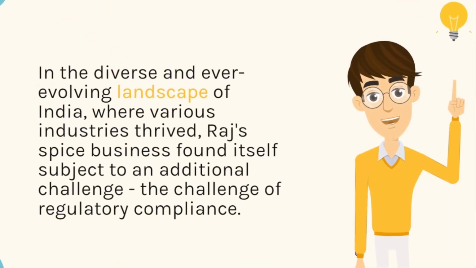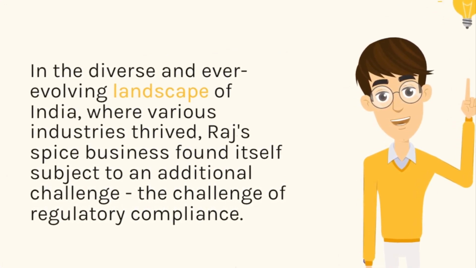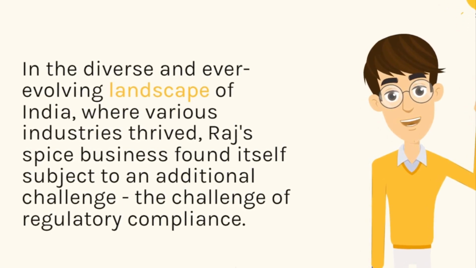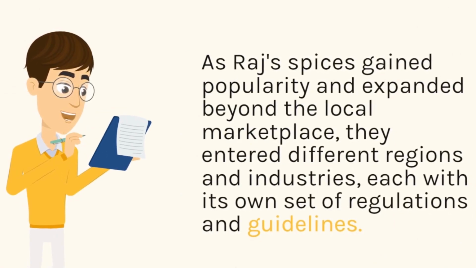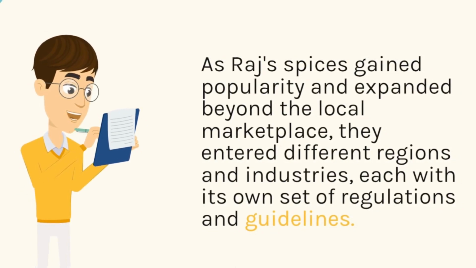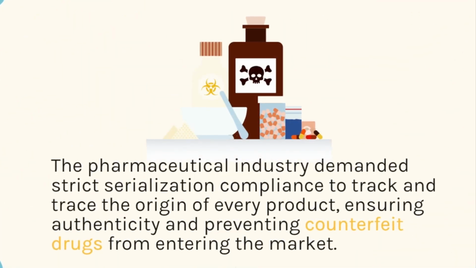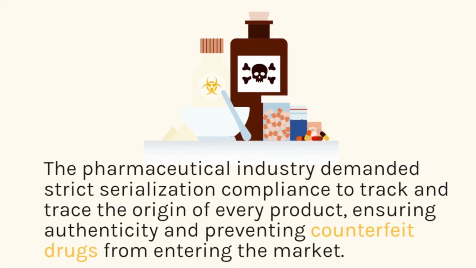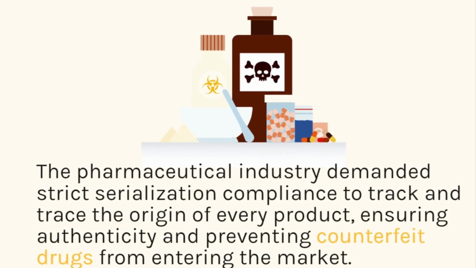In the diverse and ever-evolving landscape of India, where various industries thrived, Raj's spice business found itself subject to an additional challenge: the challenge of regulatory compliance. As Raj's spices gained popularity and expanded beyond the local marketplace, they entered different regions and industries, each with its own set of regulations and guidelines. The pharmaceutical industry demanded strict serialization compliance to track and trace the origin of every product, ensuring authenticity and preventing counterfeit drugs from entering the market.